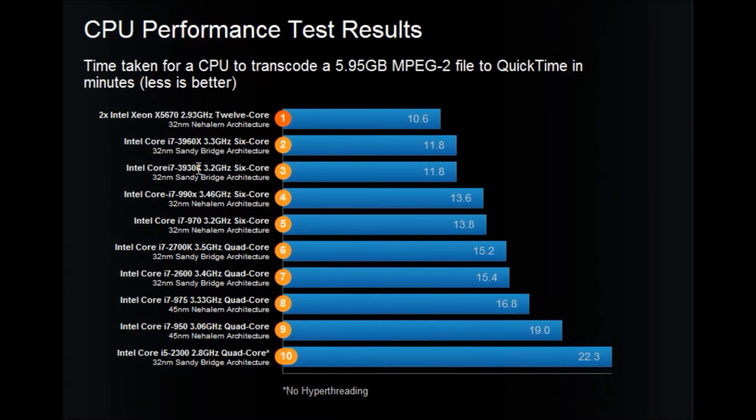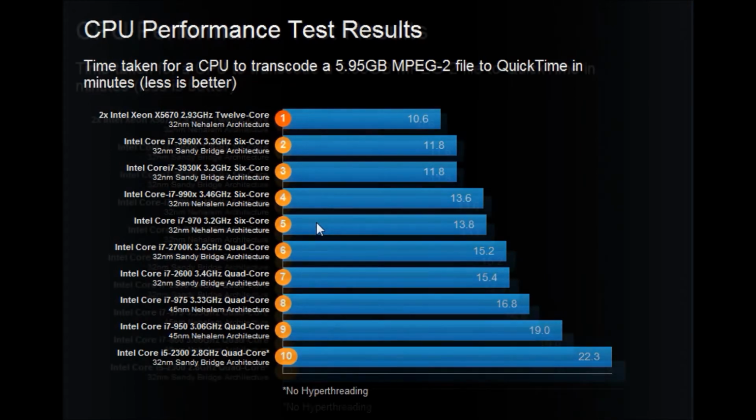Previous 6-core CPUs used the Nehalem architecture, and you can see those CPUs here on bars 4 and 5. You can see that the latest Sandy Bridge 6-core CPUs on bars 2 and 3 are about 15% faster than the Nehalem 6-core CPUs on bars 4 and 5, even though the frequency and number of cores are the same. So this just shows how far we have progressed from the Nehalem to the Sandy Bridge architecture.